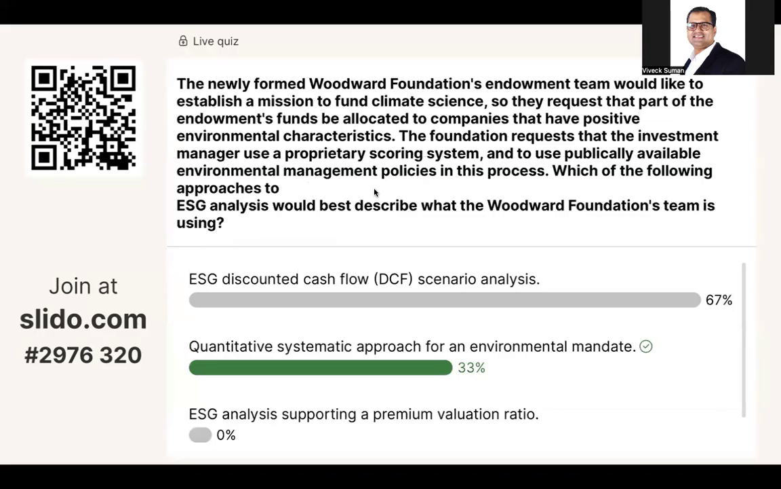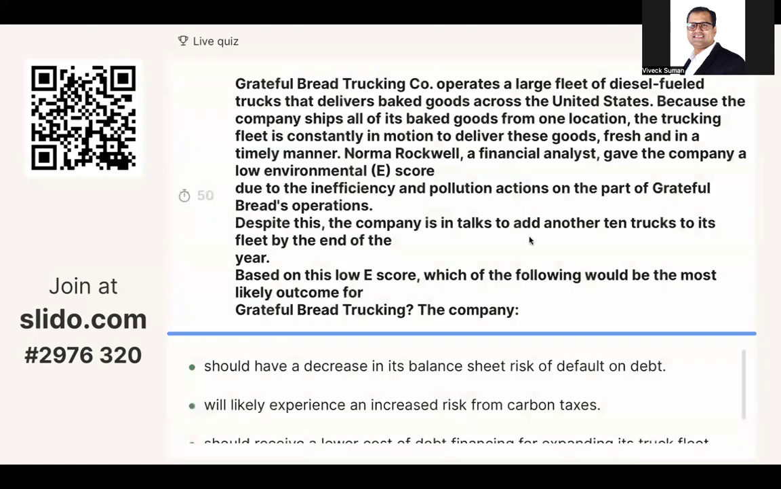Correct answer is quantitative systematic approach. That's the correct answer for an environmental mandate.